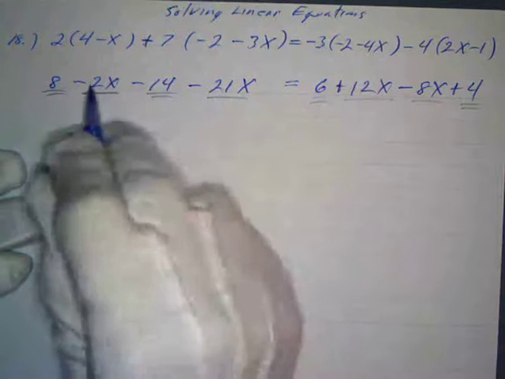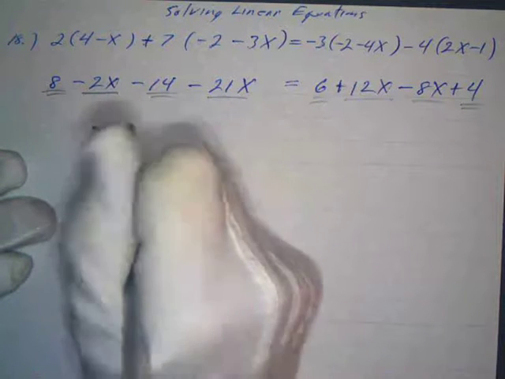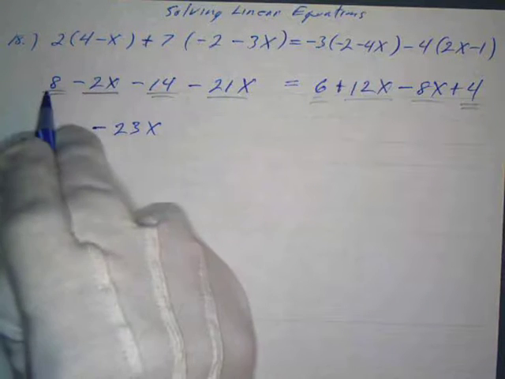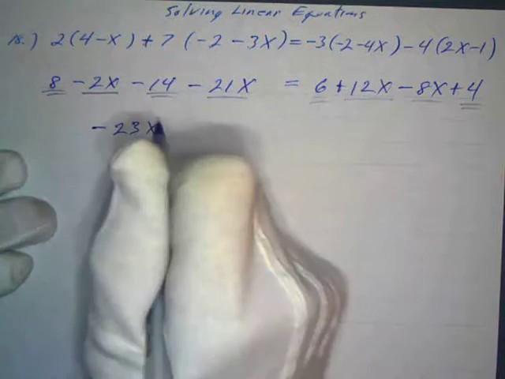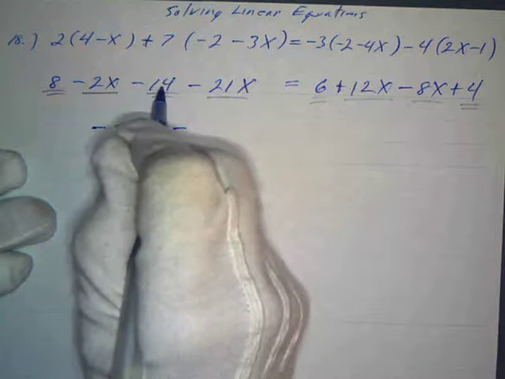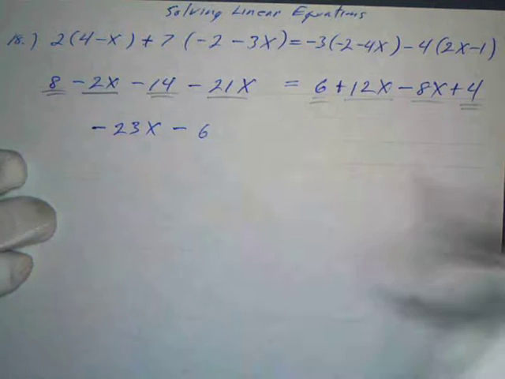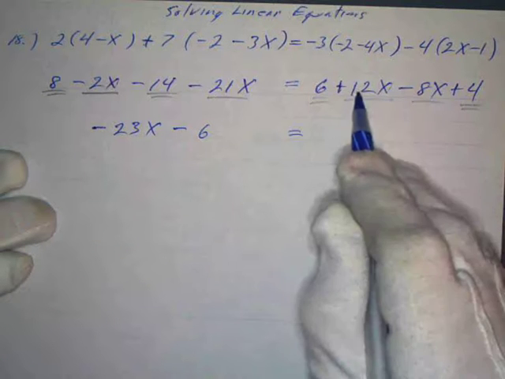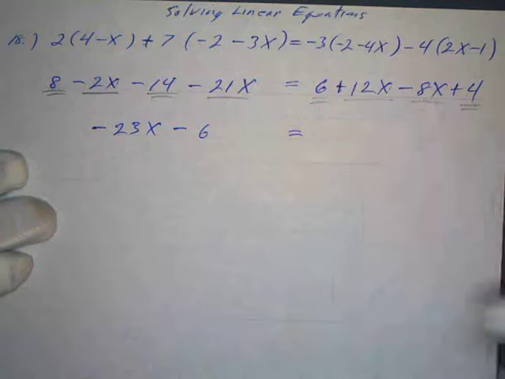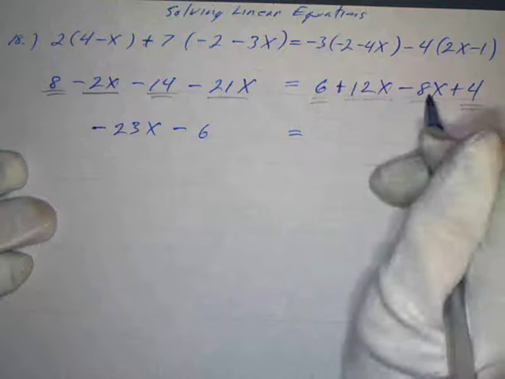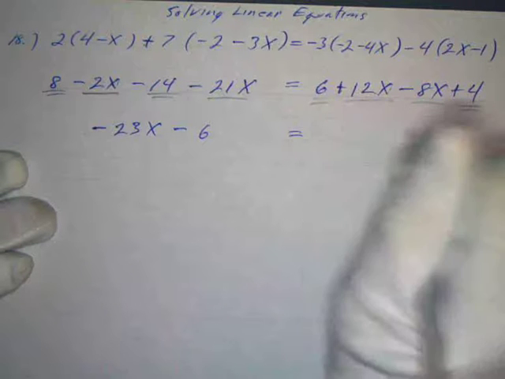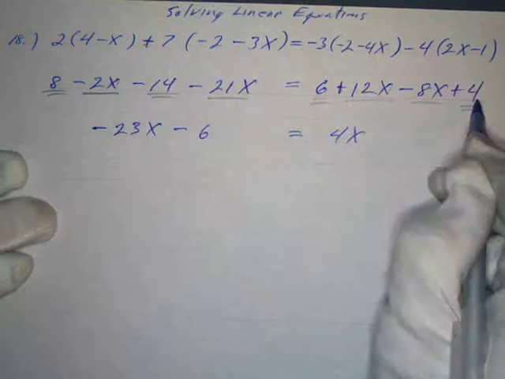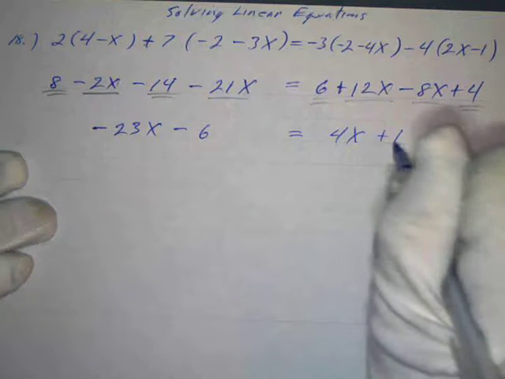And I take the sum. And what's the sum of 2 and 21? 23. And a negative 14 and a positive 8. The signs are different. The sign of the larger is negative, so I use that sign. And the difference between 14 and 8 is 6. And on the right, I've got just 12 minus 8. I can think of that as just 4. 12 apples minus 8 apples is 4 apples. So 12x minus 8x is 4x. And then 6 plus 4, they're both positive, so that's just 10.